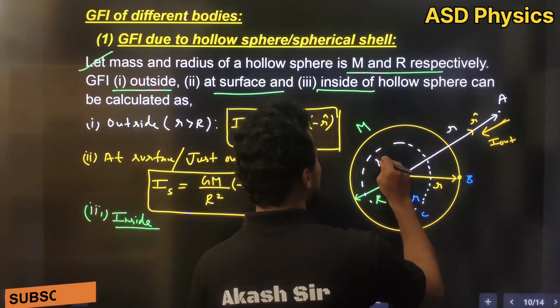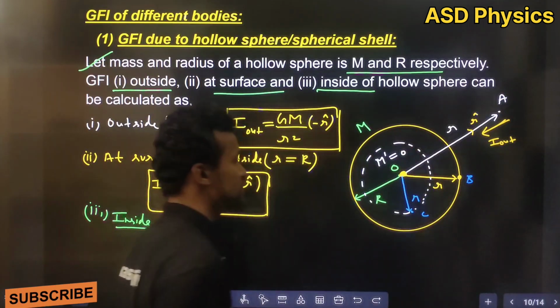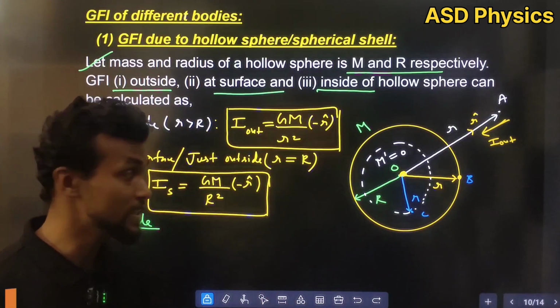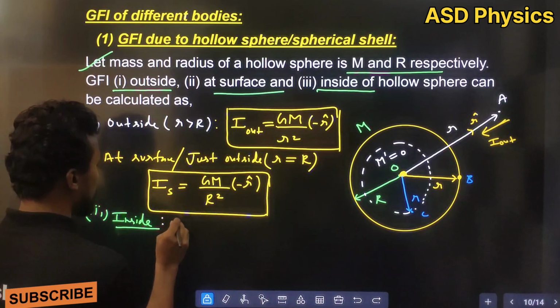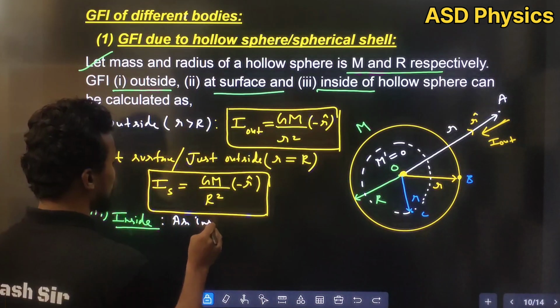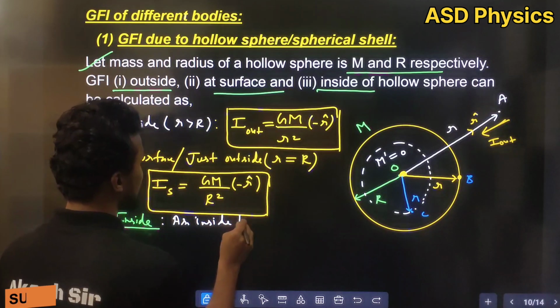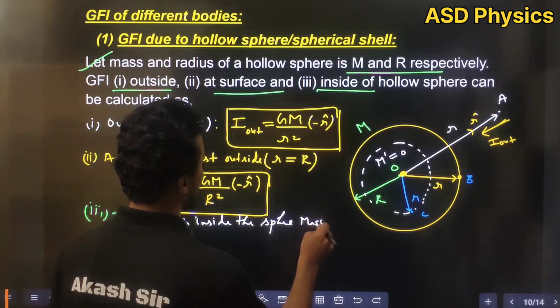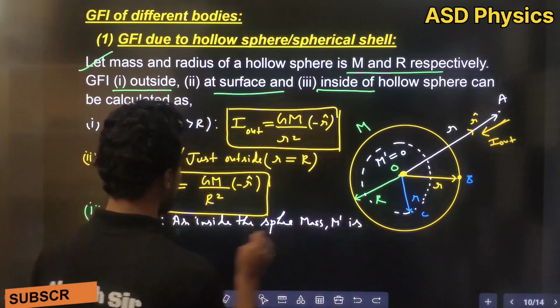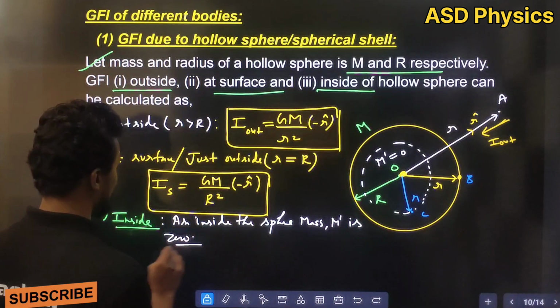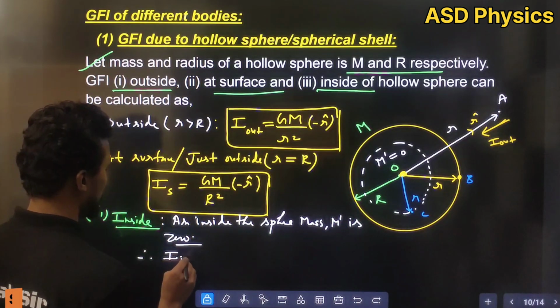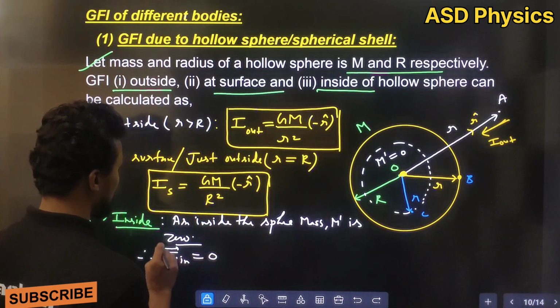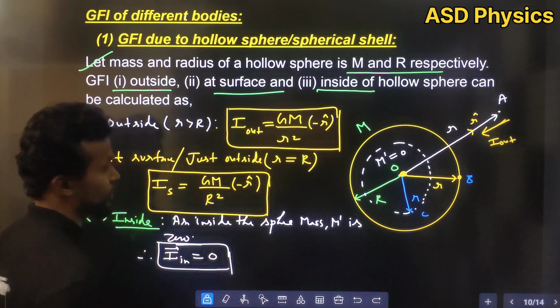So can you tell me how much the inside mass is here? The inside mass is 0. Again I am telling you, the inside mass is 0. So as the mass inside the sphere, m dash, is 0, hence what can we write here? I inside will be how much? This I inside will be 0 here.